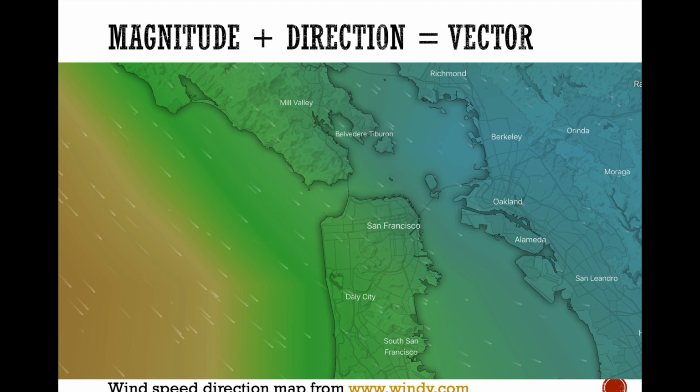But then this map also has the direction of the wind, and it's trying to show that through these graphics here, these little white kind of wisps of air. So they're showing where the wind is blowing. So therefore, this map has both wind speed and wind direction, meaning magnitude and direction at the same time. So this is a nice visualization of a vector.